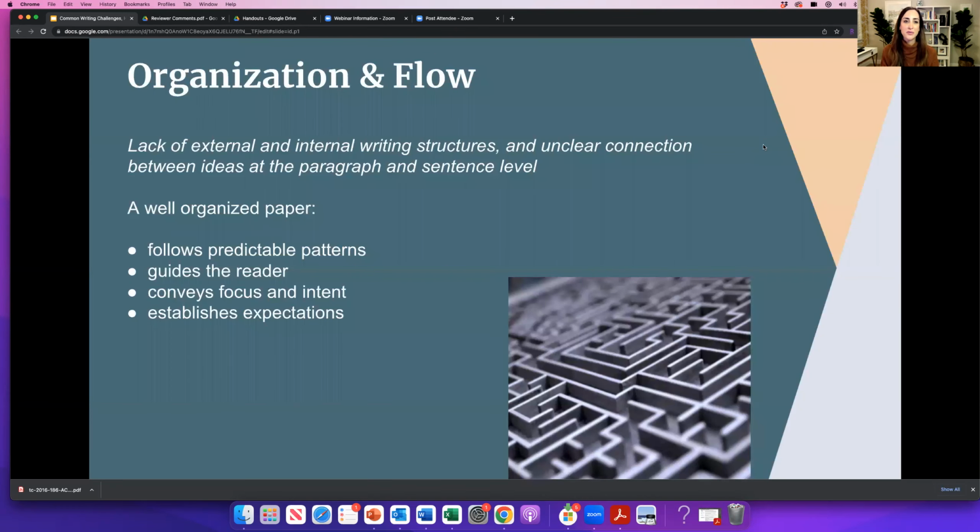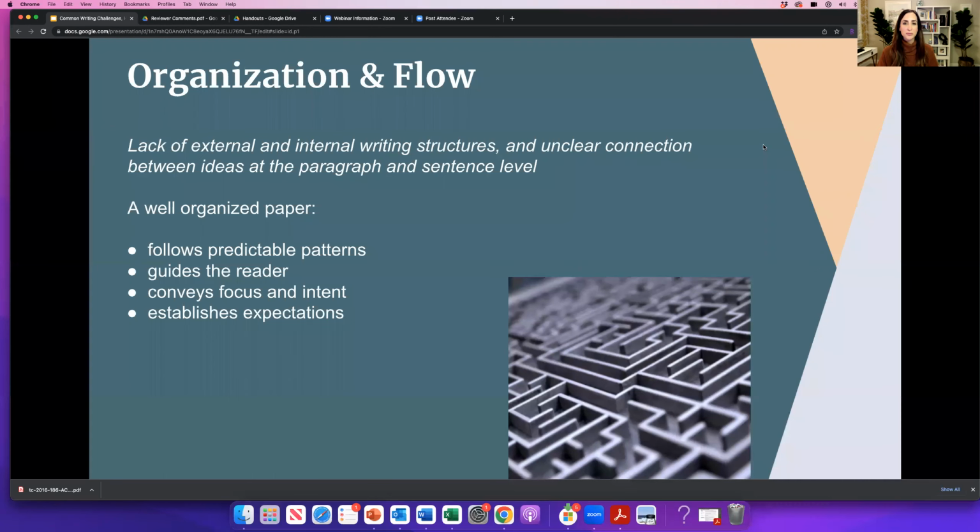All right. Organization and flow. So what we frequently see in the writing when someone is struggling to organize their writing and make sure it flows is a lack of external and internal writing structure, and or unclear connections between ideas at the paragraph and sentence level. So that paragraph unity is lacking, and that interrupts the flow of the writing. Obviously, we all have something in mind in terms of what a well-organized paper looks like. It's important to think about these different features. There are predictable writing patterns that you can follow. And I think a lot of people forget that. They just want to start writing from top to bottom without really thinking about a structure or a pattern that they can use in their writing.